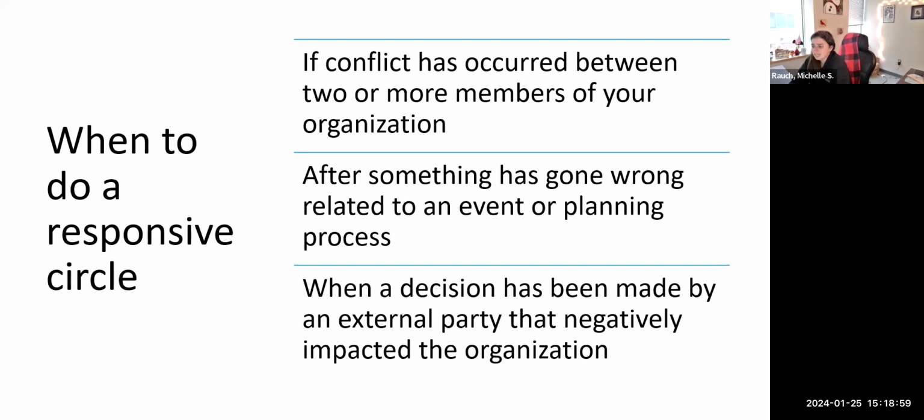This can also be done if a decision is made by an external party that has negatively impacted the organization. Maybe something happened with a funding request, and your organization wasn't able to get the funding that it needed for a particular event. That was maybe out of the organization's control, but it still caused some type of impact to the group as a whole. And that's where this healing circle could really be a benefit to your student organization.